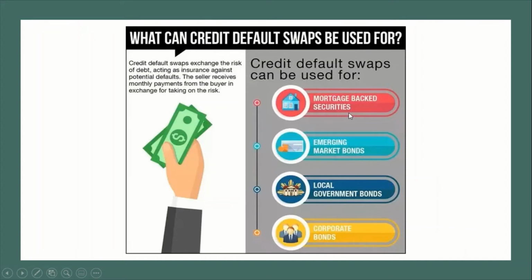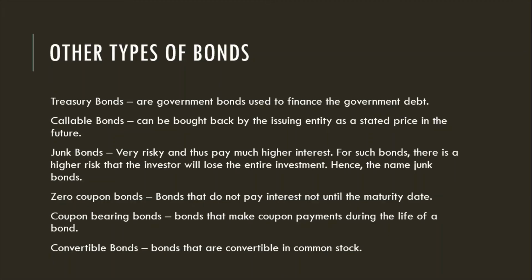So, hindi lang sa mortgage-backed securities applicable ang credit default swaps. They're also applicable for emerging market bonds, local government bonds, and corporate bonds. So, in short, dinagdag ko lang itong credit default swaps because pinag-usapan natin yung mortgage-backed securities. So, again, when we say credit default swaps, these are insurance for asset-backed securities, mortgage-backed securities, for corporate bonds, for emerging market bonds. Okay, so it's a form of insurance. Now, let's move on to the other types of bonds. So, hindi siya pasok dun sa major, but these are also considered as types of bonds.